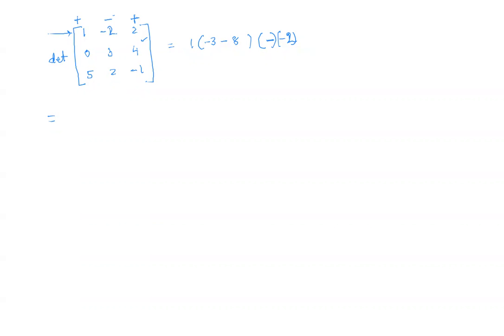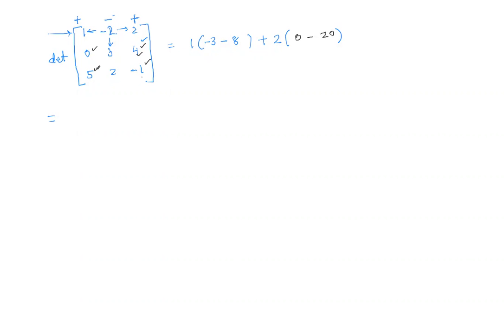So I'm just going to erase this. This is going to be +2 times, again, take off this column and this row. Then what are you left with? You're left with this and this. You just do the determinant of those 4 items. 0 times -1 is 0, minus 4 times 5 is 20.